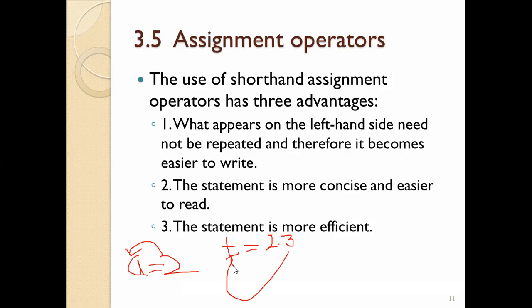Okay. So what appears on the left hand side need not be repeated, and therefore it becomes easier to write. तो जो left side में लिखा हुआ है वो repeat नहीं होना चाहिए. अगर वो रिपीट होगा तो उसकी वैल्यू ओवरराइट हो जाएगी. एरर नहीं आएगा, ओवरराइट हो जाएगी. मतलब पहले मैंने प्रोग्राम के फर्स्ट स्टेटमेंट में a इज इक्वल टू 2 लिखा, 4-5 स्टेटमेंट्स हो गई, उसके बाद a इज इक्वल टू 10 लिख दिया, तो इसमें कोई एरर नहीं है.